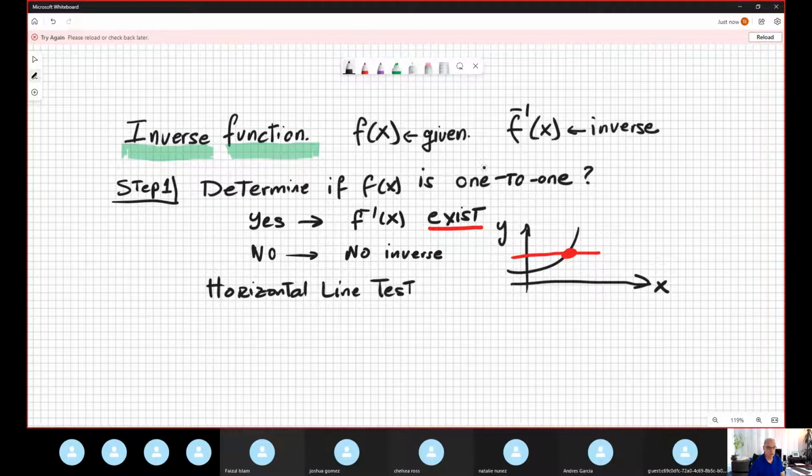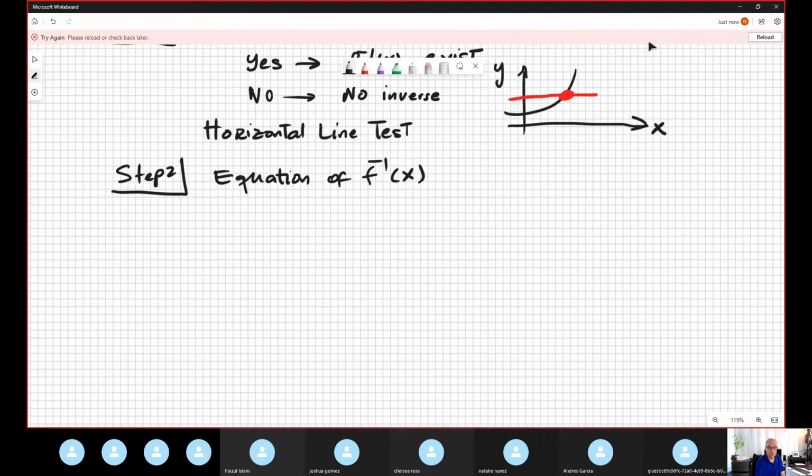My second step is, well, the most important. Okay, determine the equation of this famous inverse function. But the key idea for doing that is you interchange x and y in the original given function. You automatically replace, interchange, swap x and y.